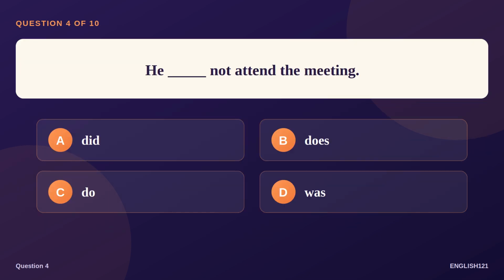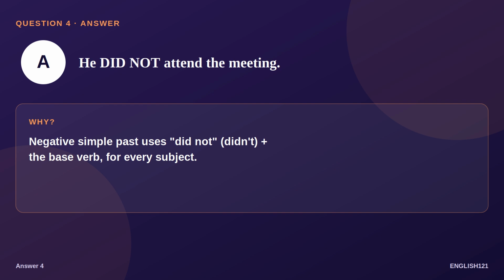Next question. He blank not attend the meeting. Did, does, do, was. He did not attend the meeting. Negative simple past uses did not or the short form didn't, plus the base form of the verb. And good news is it is used for all the subjects.